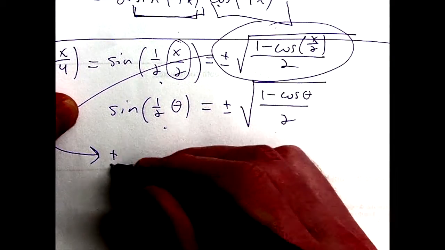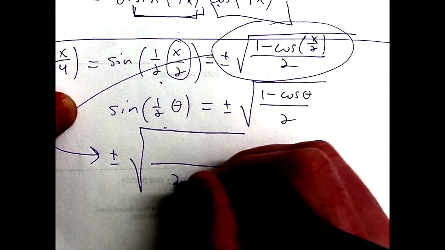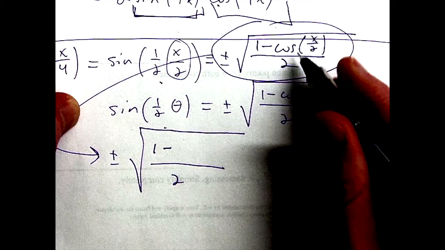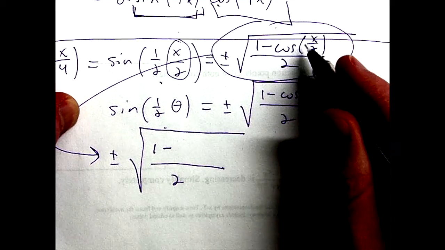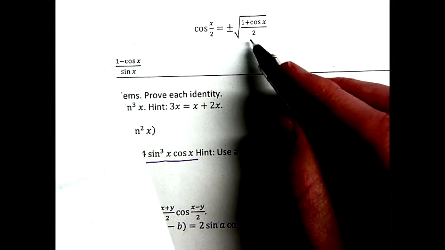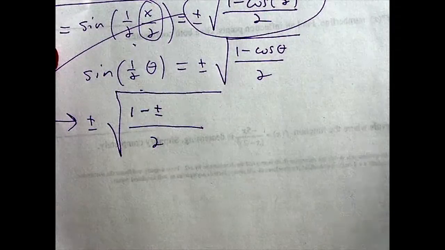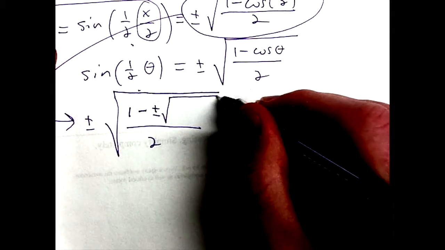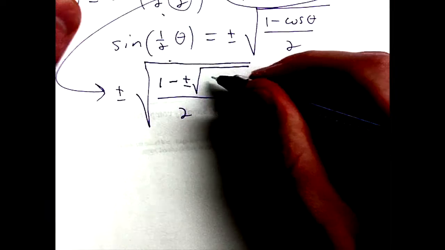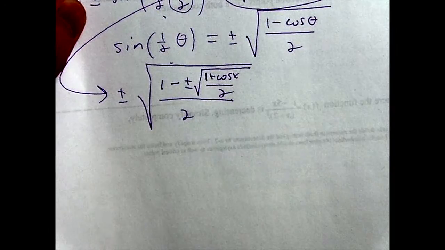I have plus or minus root all this over 2, and then 1 minus, and now I'm replacing this cosine x over 2 with its formula, which is this thing right here. So I'm going to get another plus or minus, and another root, and what is it? It's 1 plus cosine x over 2, right? So 1 plus cosine x over 2.